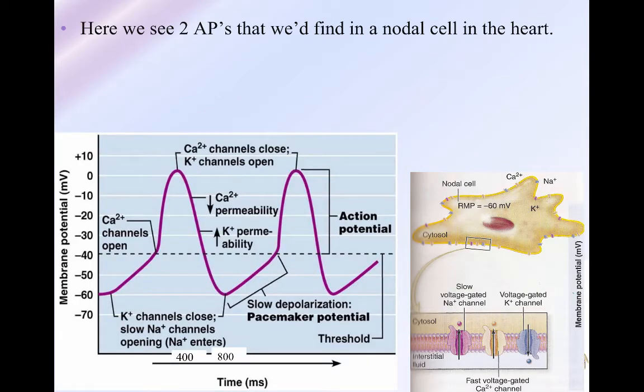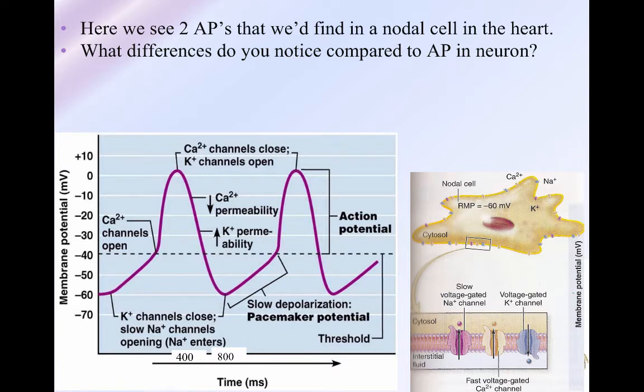Here we see two action potentials that we might find in a nodal cell of the heart, and so these could be occurring in the SA node, and that's what will happen in healthy individuals whose heart is working the way that it's supposed to. And look at this and see if you can identify some of the differences between an action potential in a nodal cell and an action potential in a neuron. And you might notice that there doesn't really seem to be a resting membrane potential. The membrane potential goes down to -60, but it doesn't get down as low as -70.